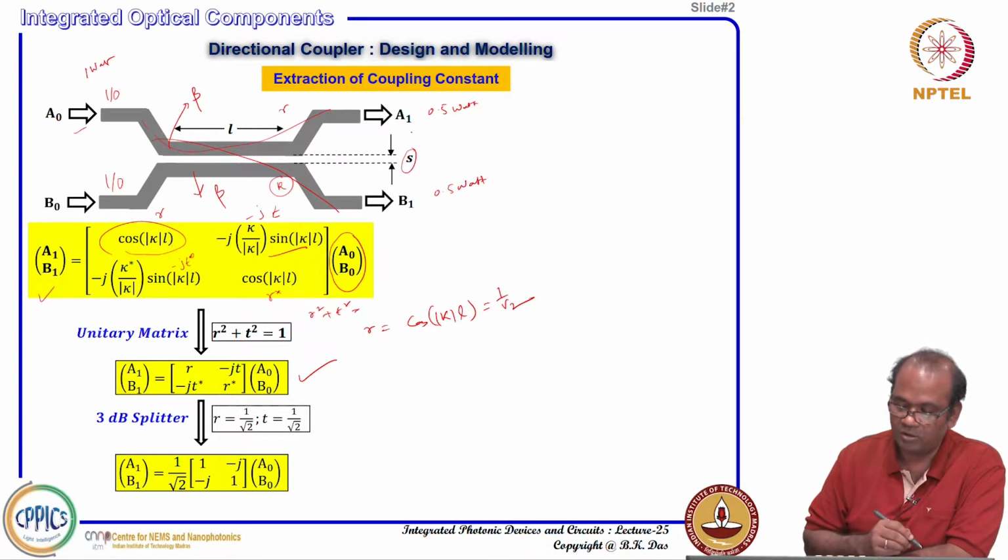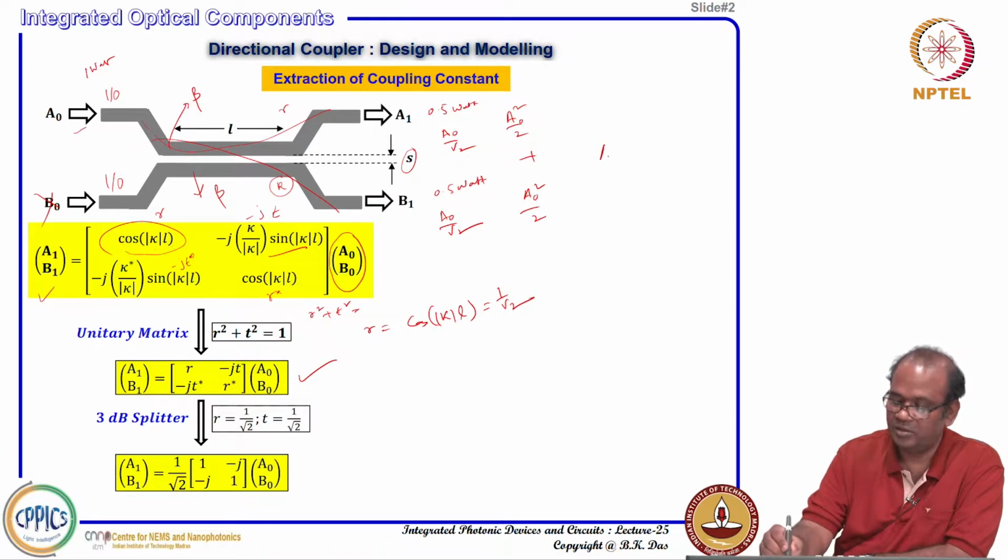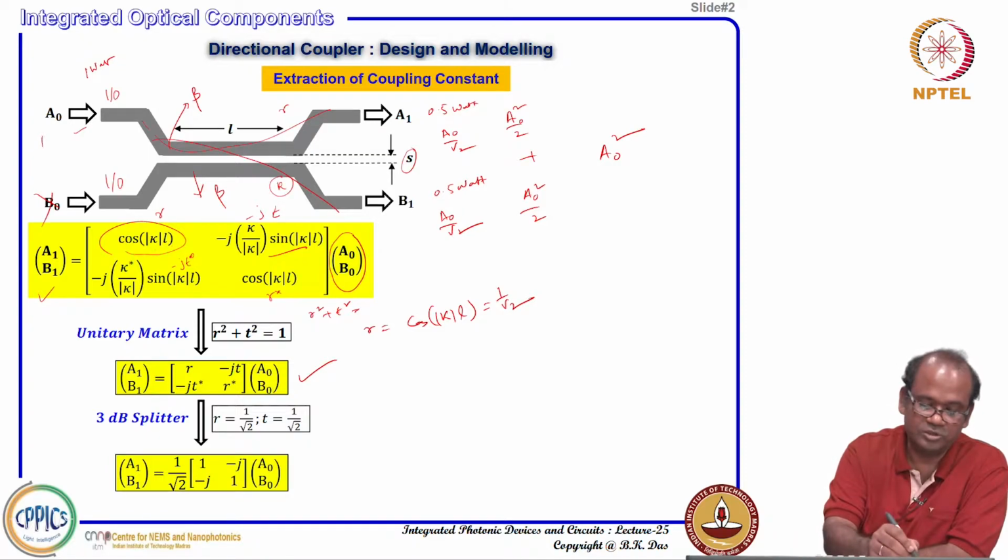We can get A1 as something like this, whatever A naught is. If you are not launching anything here and only A naught is launched, then A1 will be A naught by root 2 and B1 will also be A naught by root 2. In that case the total power will be A naught square by 2 and A naught square by 2. If you add them, it will be A naught square, which is your input.